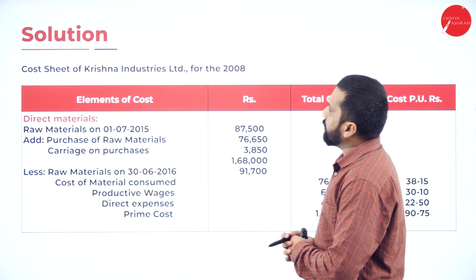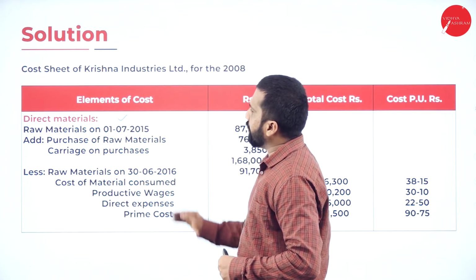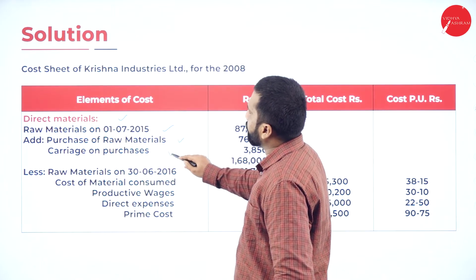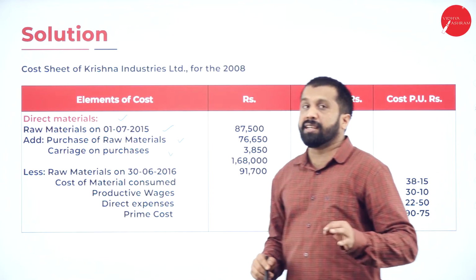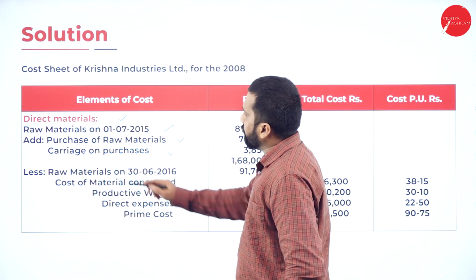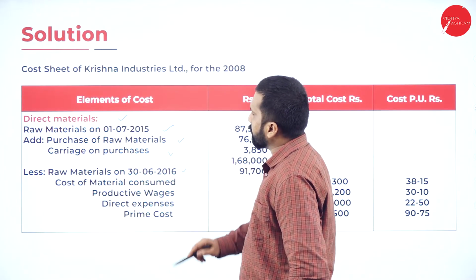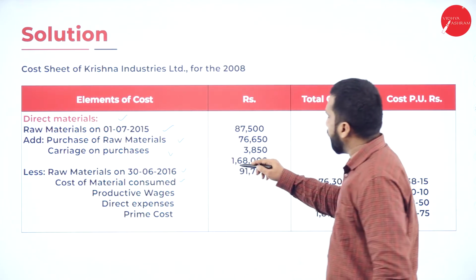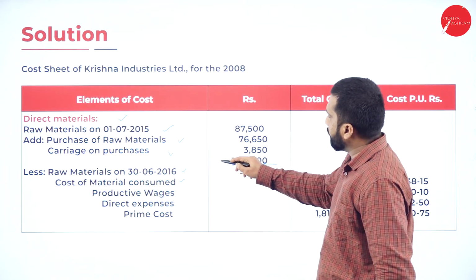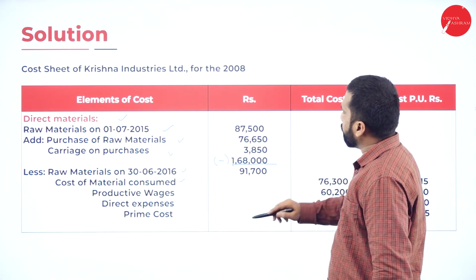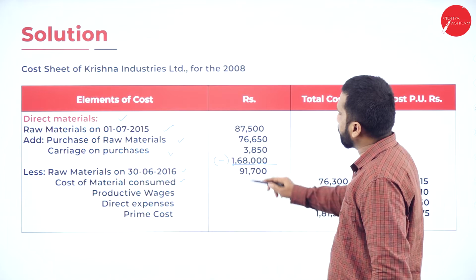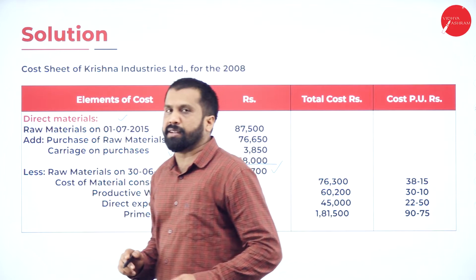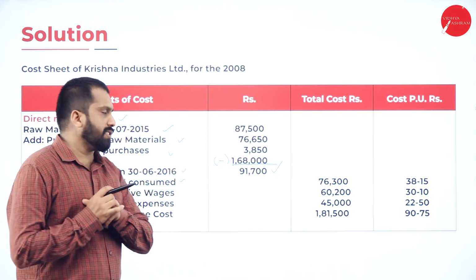Now we are in the answer. We have direct material. Under that we have raw material, add purchases, carriage on purchase. What is carriage on purchase? Carriage inward. Then we have less raw material on 30th/6/2016, like your closing. Raw material consumed, if you add and minus everything, your final answer is 91,700. What is that? Raw material consumed.